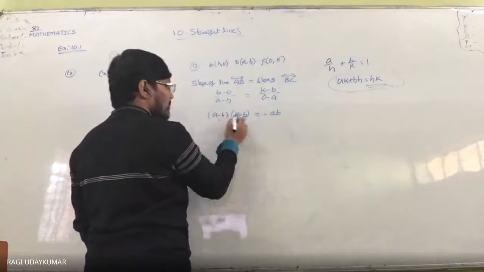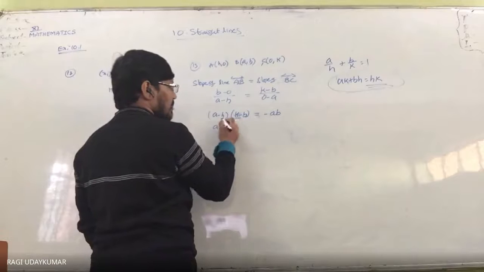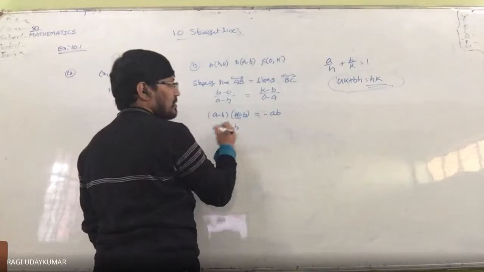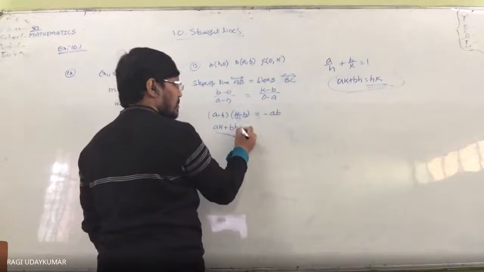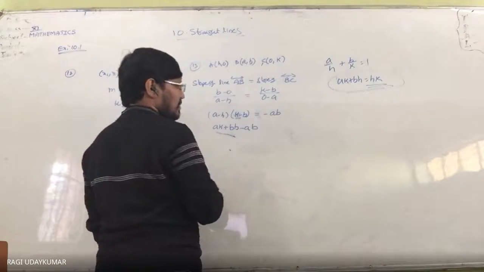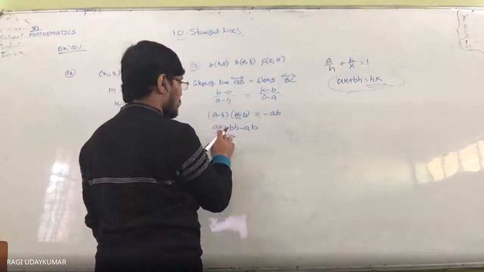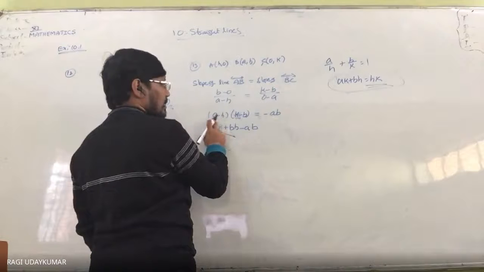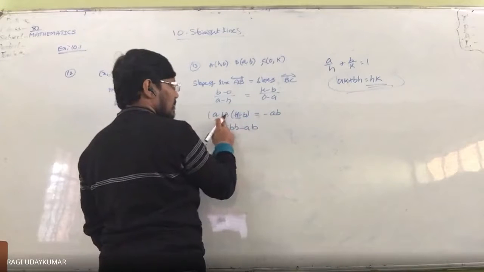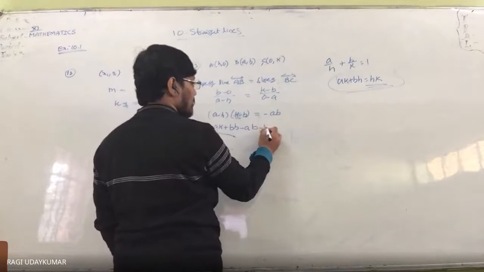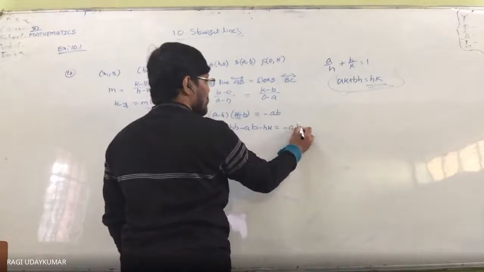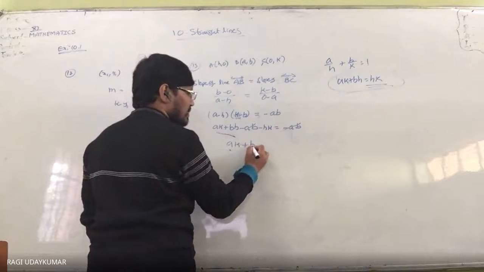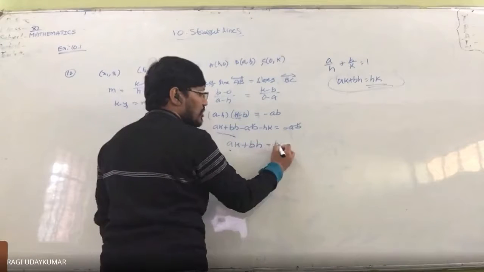Be careful here. So ak plus bh minus ab, sorry, ak minus ab minus hk plus bh, minus ab. This minus ab will get cancelled. Ak plus bh is equal to hk.